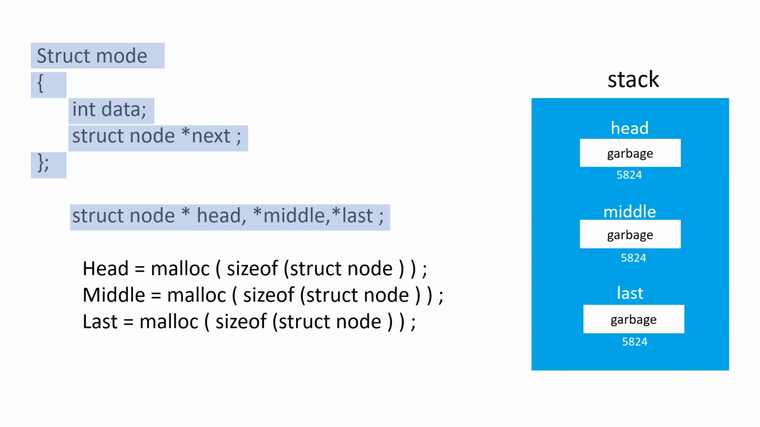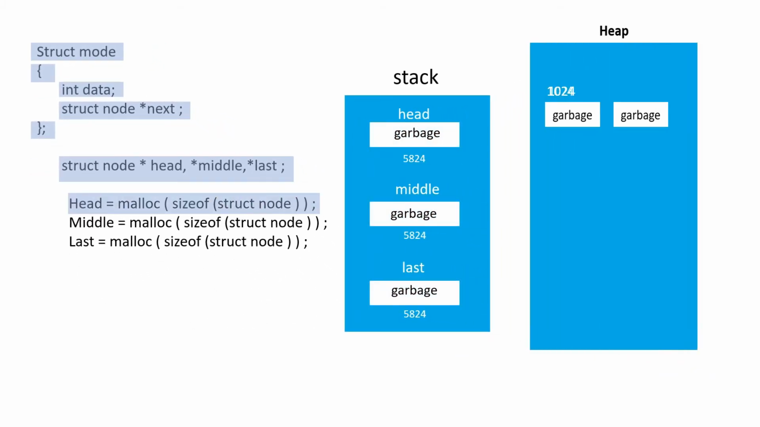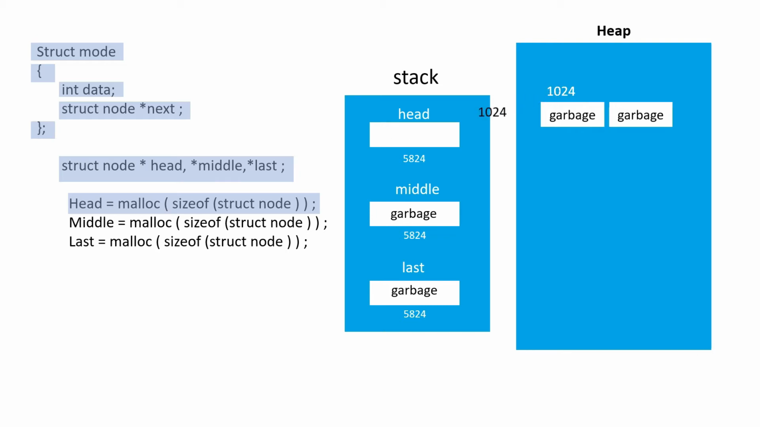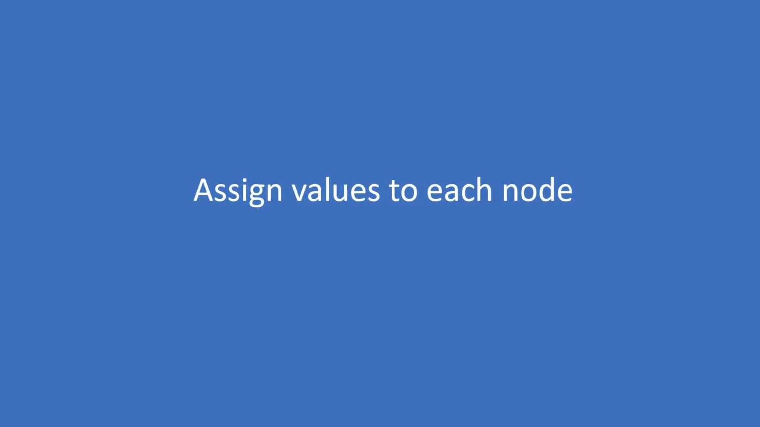Now we can use the malloc function to allocate the memory dynamically with the size of struct node. So write head equal to malloc of sizeof struct node. So memory will be allocated from the heap section and its address will be written. Similarly, memory is allocated in the heap for the middle node and last node.